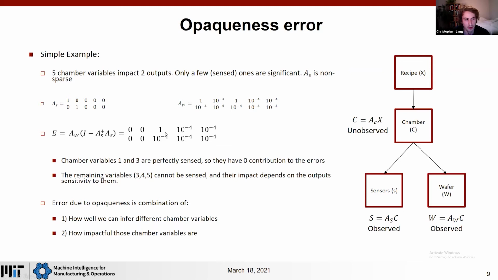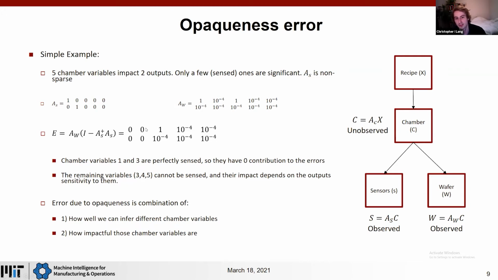To give a simple example, say we have 5 chamber variables that impact 2 wafer outputs and 2 sensor outputs. We can imagine a situation where our sensor matrix looks something like this. We have 2 different sensors corresponding to the 2 different rows, and let's say they're each measuring 1 different chamber variable, but the other 3 are unsensed. Then in our wafer matrix, we again have 2 different outputs. The first output is not significantly influenced by any of the chamber variables, but the second one is influenced by the first and the third.